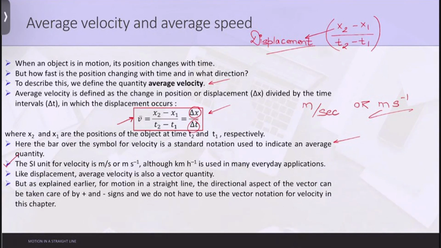Next, like displacement, average velocity is also a vector quantity. In the previous discussion, we understood what a vector quantity is. But as I explained earlier, for motion in a straight line, the directional aspect of the vector can be taken care of only by plus and minus signs. This is only because we are taking the simplest case here, motion along one direction, for our case the x-axis. We do not have to use the vector notation for velocity in this chapter.